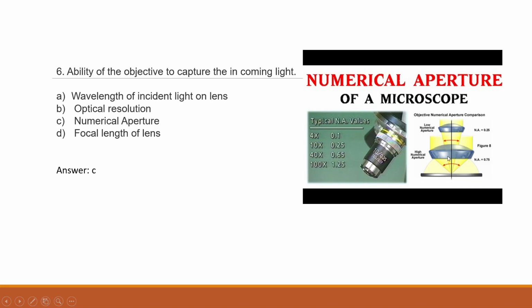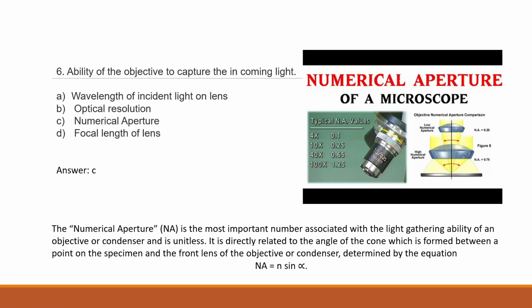So the semicircle is the entire light that can get reflected out of that sample. But you can see out of this entire semicircle, only this triangular area is able to enter your lens. So this ability of your objective lens to capture the maximum possible light coming from your sample is called the numerical aperture, and this has already been calculated. It does not have any unit, like x value for magnification, or centimeter for distance. Numerical aperture does not have any unit. So what is numerical aperture? It is the most important number associated with the light gathering ability of an objective or a condenser, and it is unitless or dimensionless.